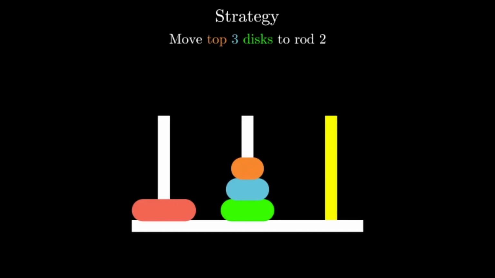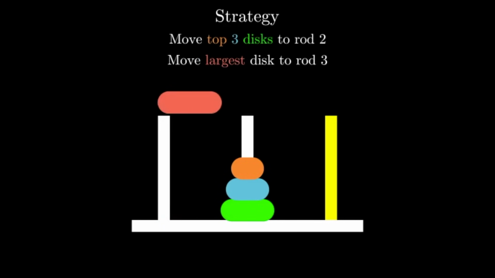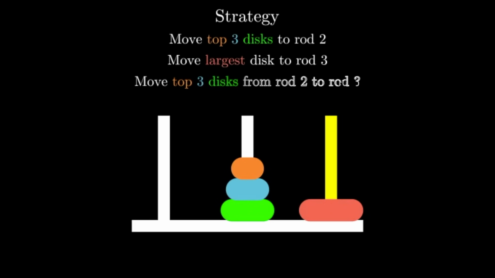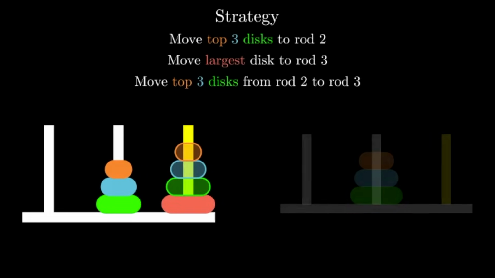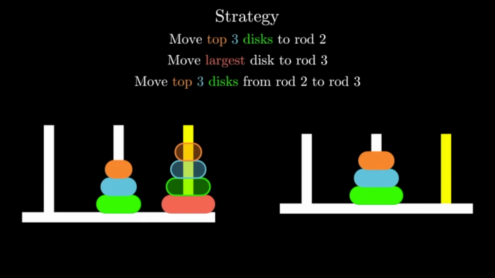Going back to the 4-disk problem, we now move the largest disk from the first rod to the destination rod. And now, following our earlier strategy, we now move the top 3 disks from the second rod to the destination rod. And the pattern once again shows up. This is essentially the same 3-disk problem we've solved many times now.